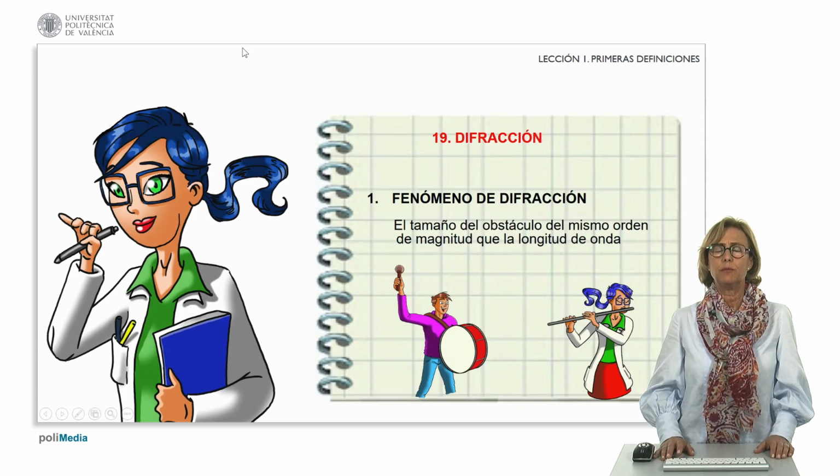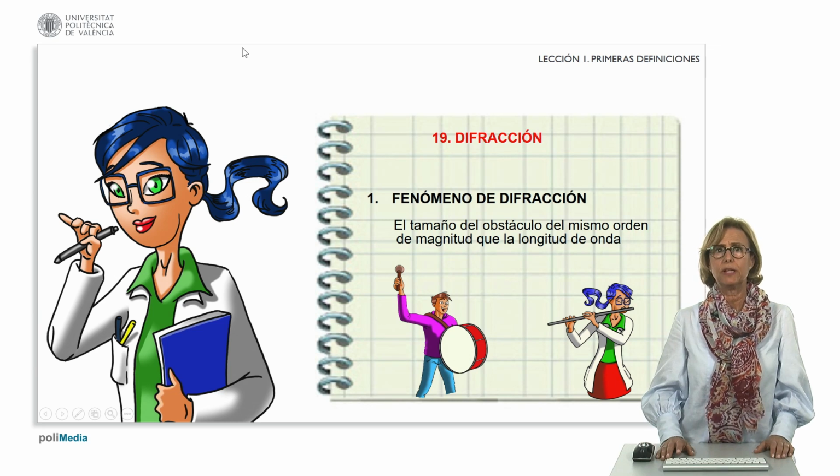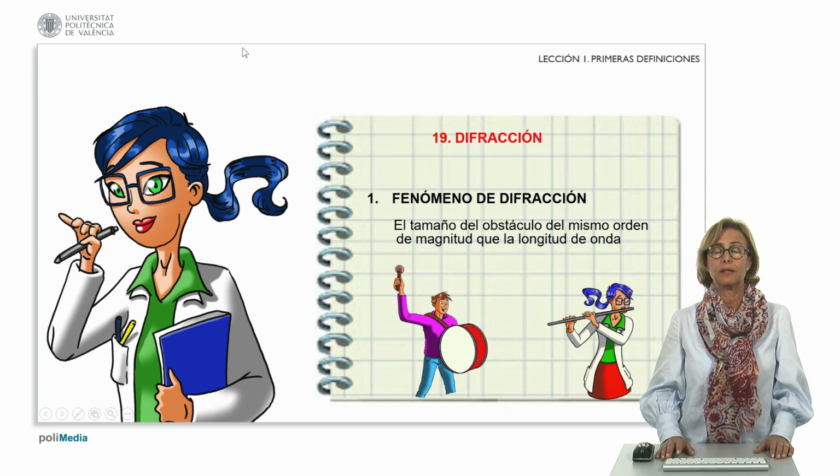What have we seen in this lesson? On this occasion, we have studied the phenomenon of diffraction, and we have seen that it is clearly observable when the size of the obstacle is of the same order of magnitude as the wavelength. We have particularized for sound waves, seeing that low-frequency sounds are more omnidirectional, while high-frequency sounds, for example from the flute, are very directional.